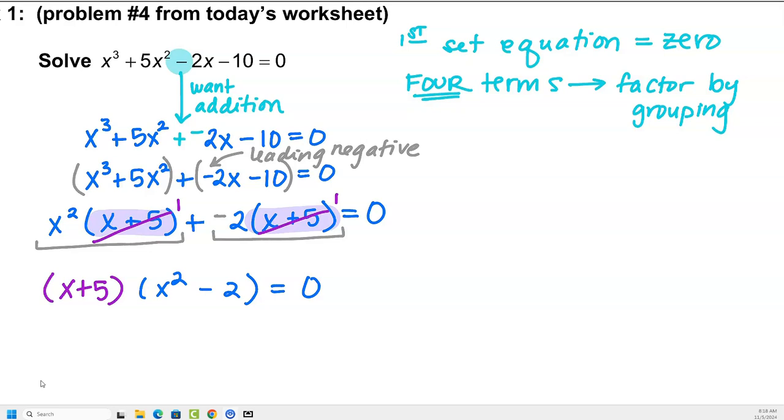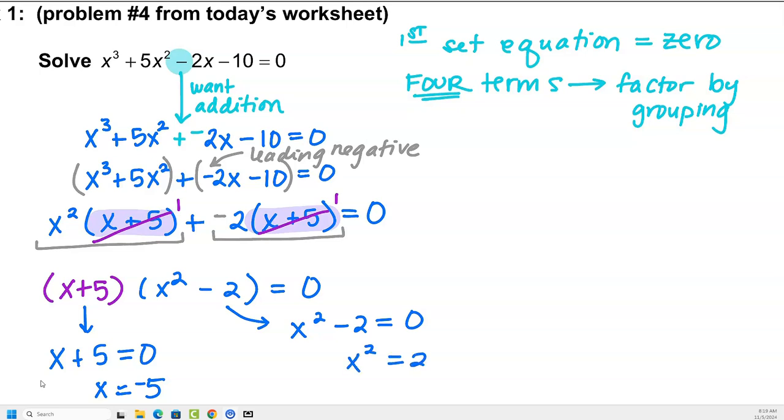Now I have two things multiplied together to give me 0, so either the x plus 5 has to equal 0, which tells me x is negative 5, or the x squared minus 2 has to equal 0. Now, does that factor further? No, it doesn't, does it? So what I'm going to do is I'm going to solve it by square roots because there's only one x squared and there's no other x's. So I'll add the 2 to both sides. So I get x squared is equal to 2.